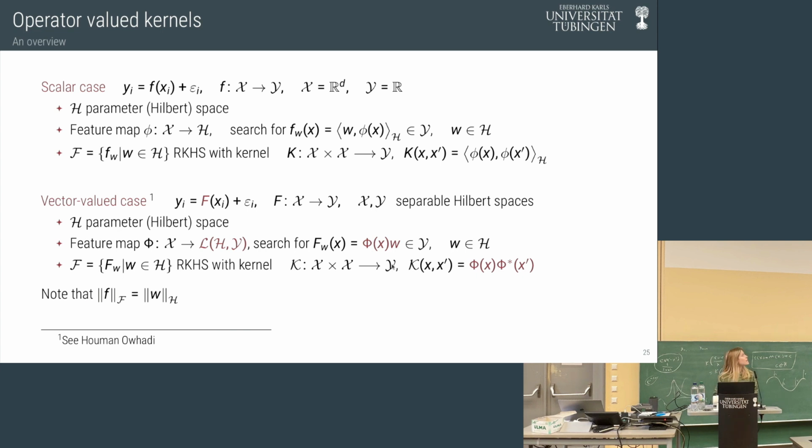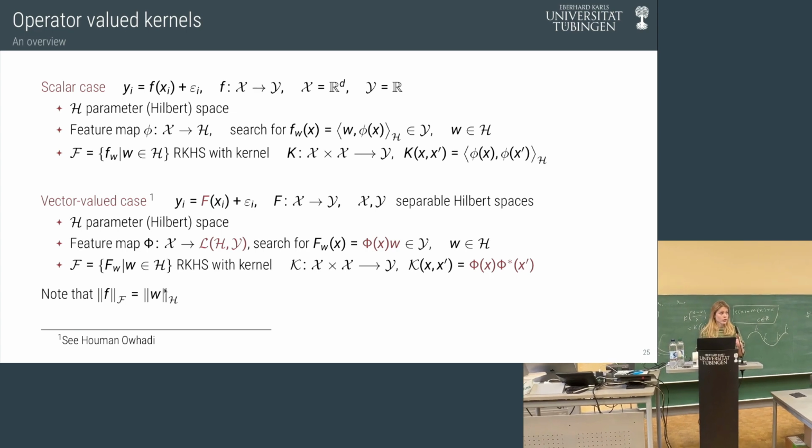Sorry, this is an error here. I forgot to change this. This is very wrong. This should be the space of operators from Y to Y. So this should also be in red. And notice that here you have an isometry. You can move from W to f, preserving the inner product.